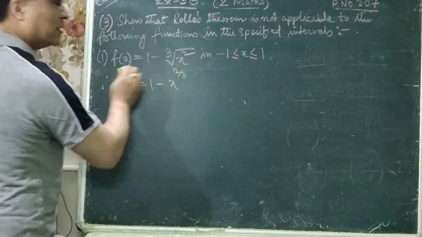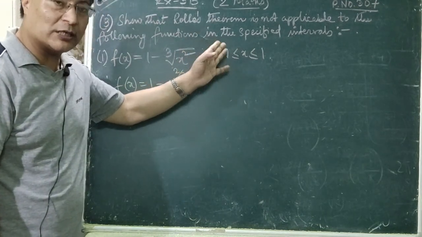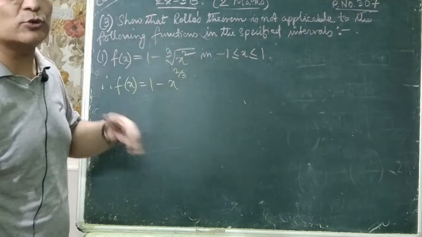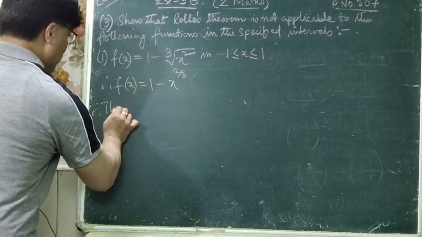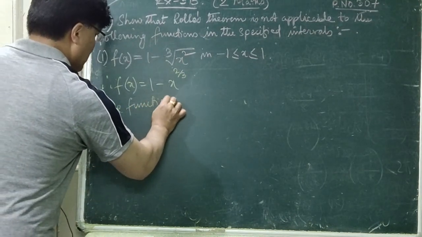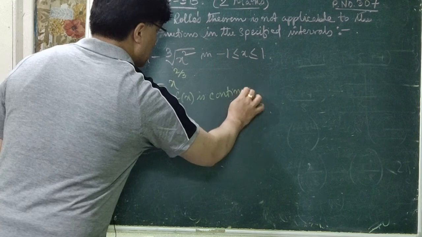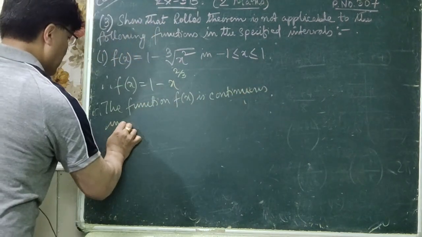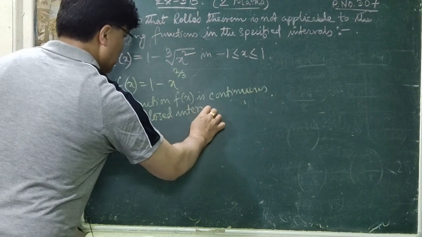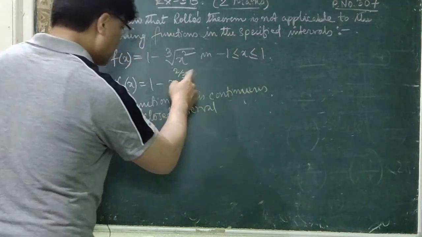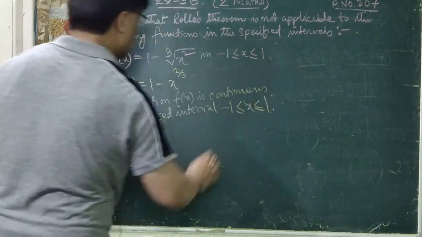So this is an expression in x, isn't it? And this expression in x is defined in the closed interval minus 1 less than or equal to x less than or equal to 1. So this function of x is continuous in the given interval, right? So you have to write here: the function f of x is continuous in the closed interval minus 1 less than or equal to x less than or equal to 1.